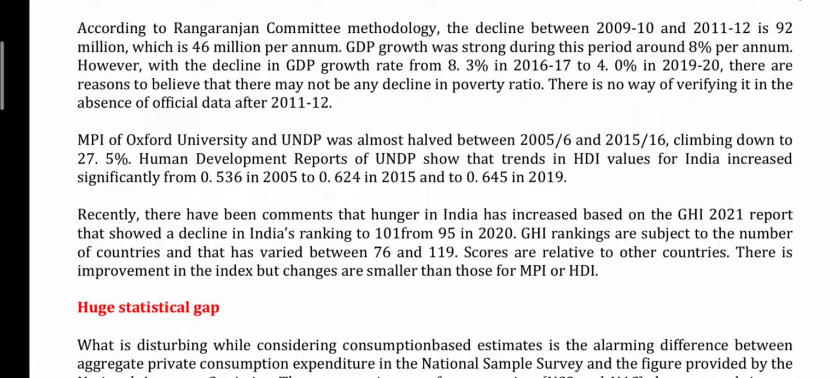Recently, there have been comments that hunger in India has increased based on the GHI 2021 report that showed a decline in India's ranking to 101 from 95 in 2020. Global Hunger Index rankings are subject to the number of countries, which has varied between 76 and 119. Scores are relative to other countries. There is improvement in the index, but changes are smaller than those for MPI or HDI.